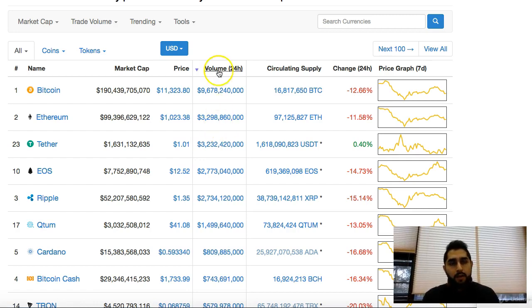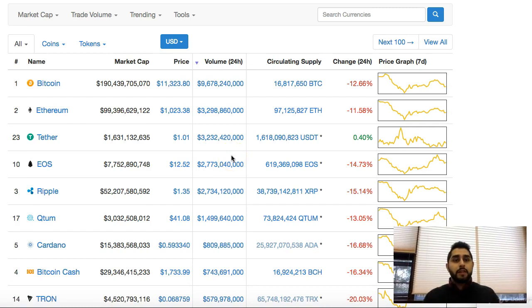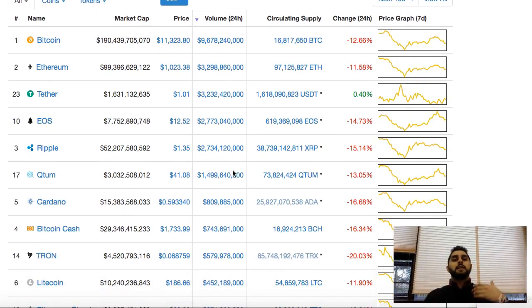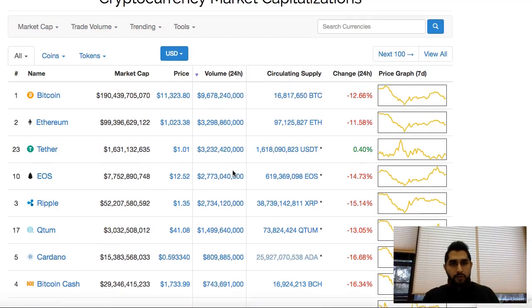So Bitcoin and Ethereum, obviously, are the two most popular ones. But for example, right here, I can tell you that there's probably some interesting things going on with Tether because of the amount of volume being traded in the last 24 hours. Volume is literally the amount that people buy and sell. How much of this cryptocurrency is being bought and sold in the last 24 hours? So volume is a huge metric, and it's important because there's going to be a lot of altcoins here, right?